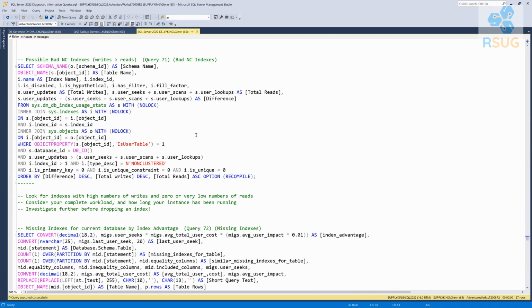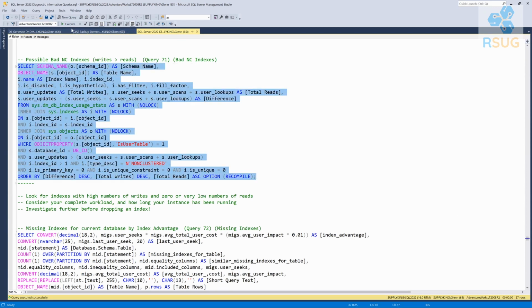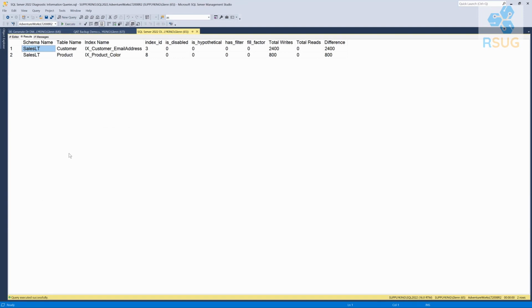And then this, I've been talking a lot about adding indexes. Well, this helps you find indexes that maybe you can drop. So this shows you non-clustered indexes that have more writes than they do reads. But again, that's really important. How long have you been running?